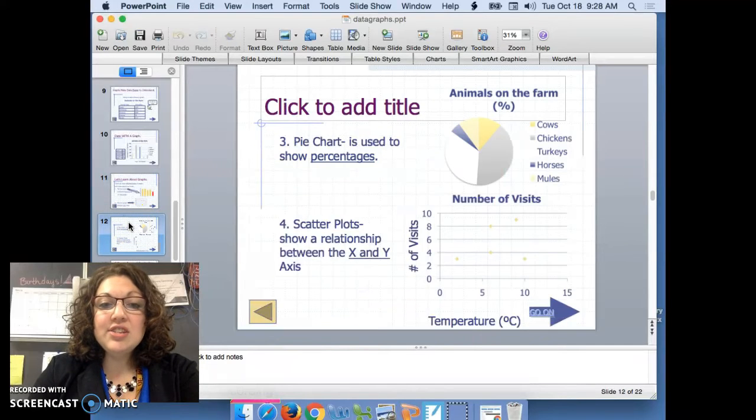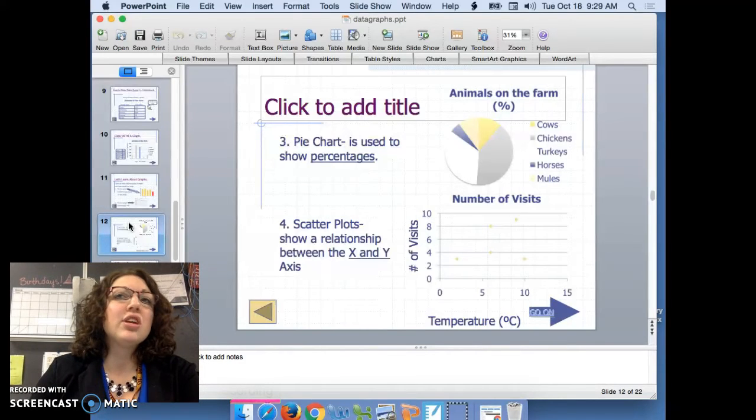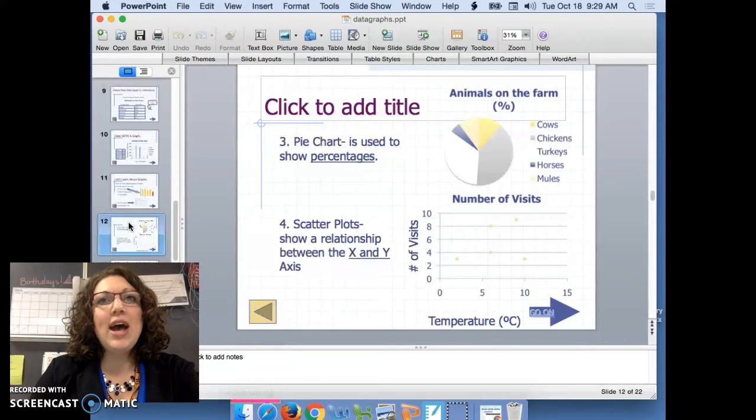A pie chart is used to show percentages or parts of a whole. So it could be how much you spend out of your whole family budget. It could be the percentage of people using your Netflix account out of your total Netflix usage. So mom uses it 30% of the time, dad uses it 20% of the time, kids use it 50% of the time. And when you add them all up, you get 100%.